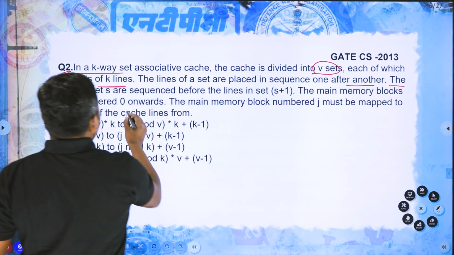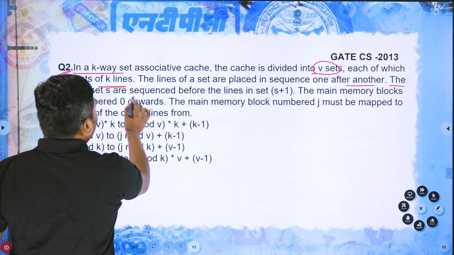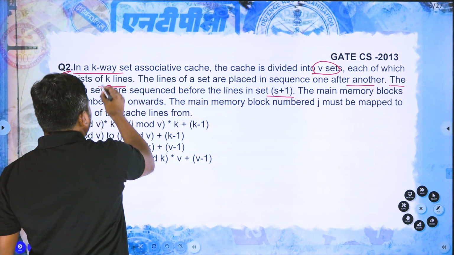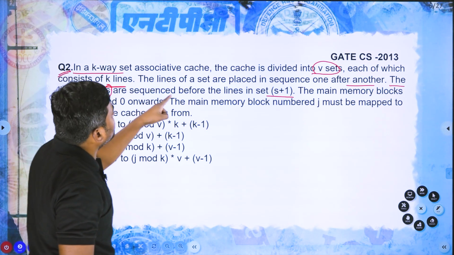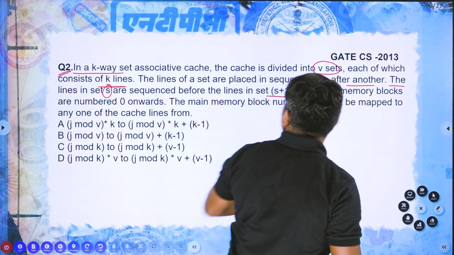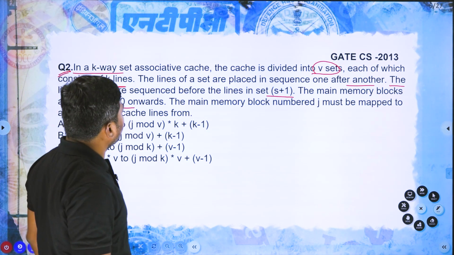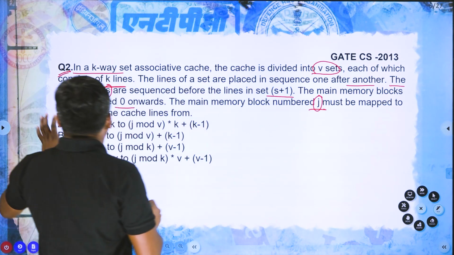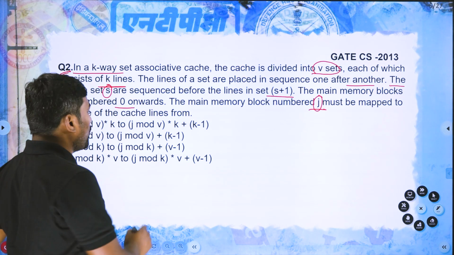The lines in a set S are sequenced before the lines in set S plus 1. Please do understand this point. First S, then S plus 1, like that. The main memory blocks are numbered 0 onwards. The main memory block number J must be mapped to any one of the cache lines from dash to dash. That is the point they are asking.